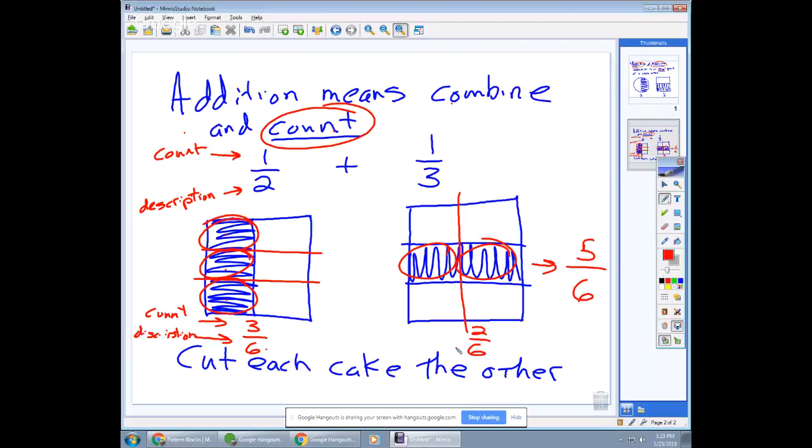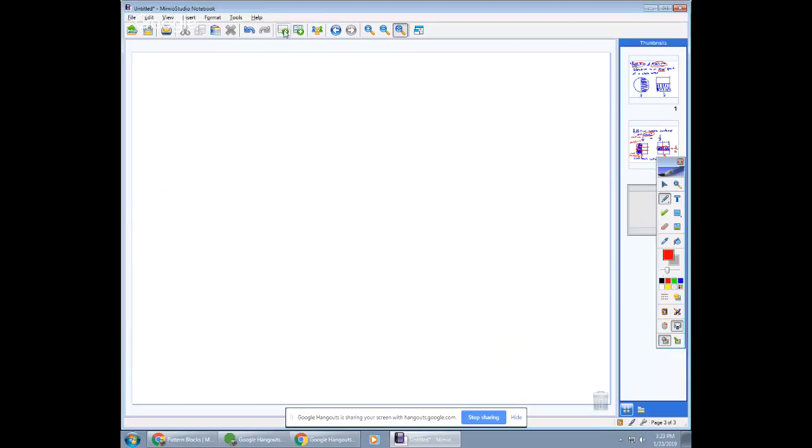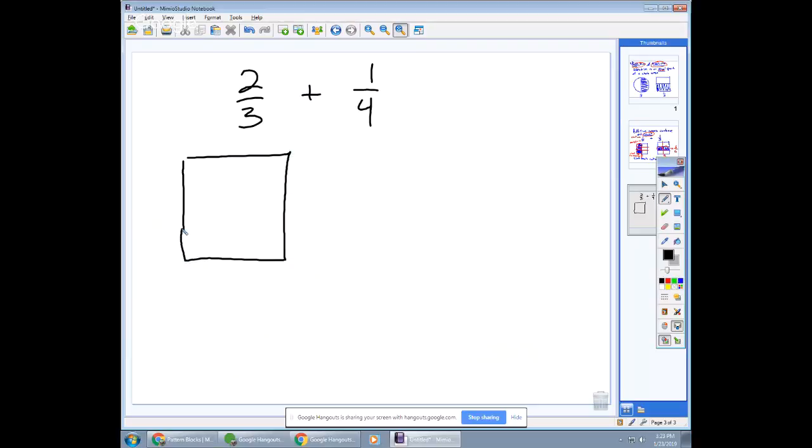All right, let's try another one. Let's suppose we had 2/3 and 1/4. I'm going to do it just like I did before. I'm going to draw a square to the best of my ability for a whole, and I'm going to split it into thirds. And I like to make one version vertical, the other one horizontal. That helps me add them better.